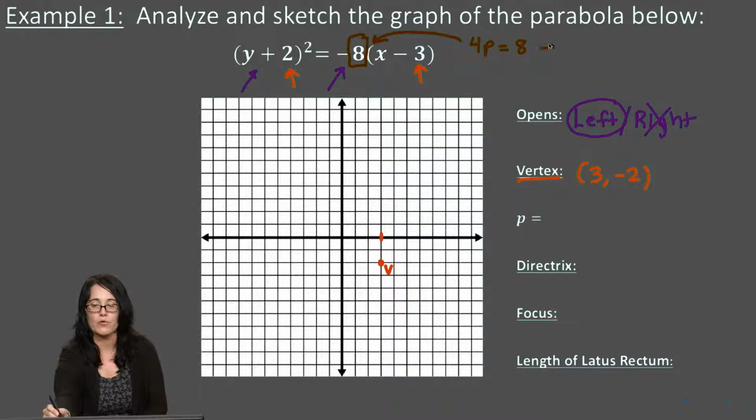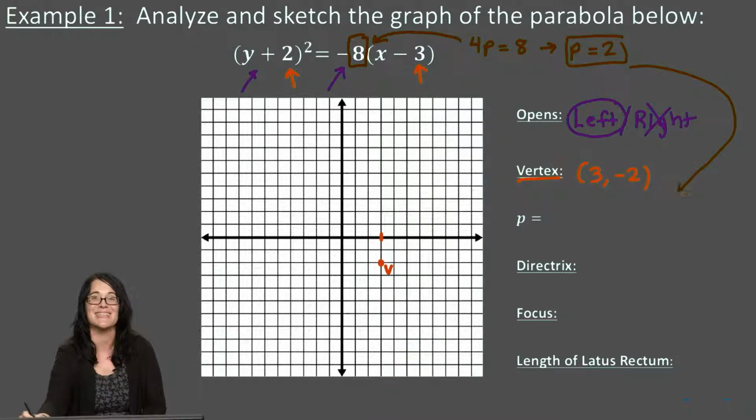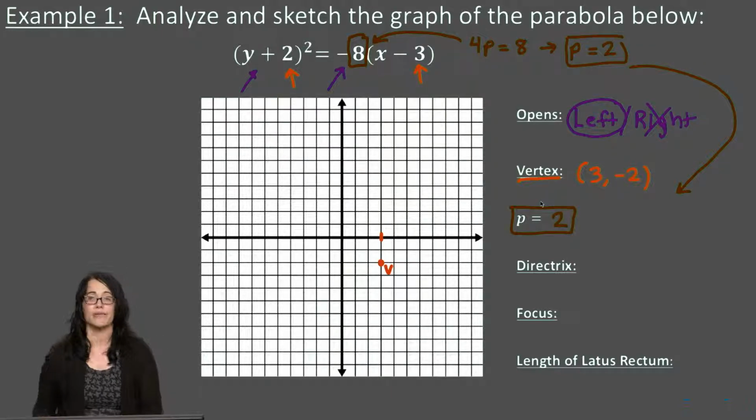So if 4p equals 8, do we have p by chance? We do. P is 2. Sorry, I keep using 2, but it's a nice, easy number. So if p is 2, that is the what? The distance from the vertex to the focus. So where is my focus?